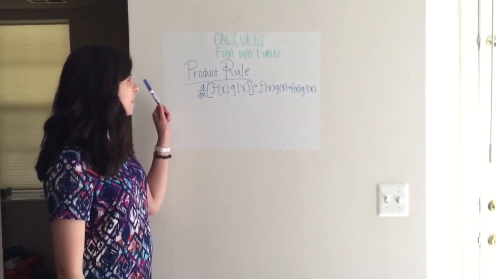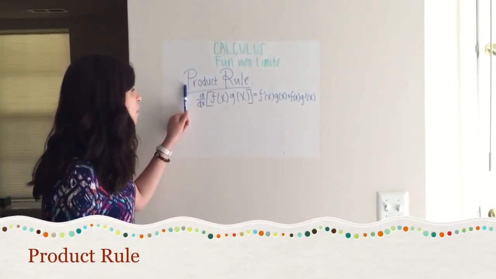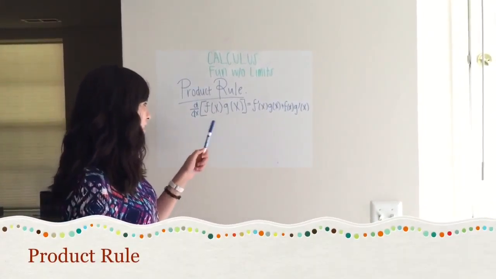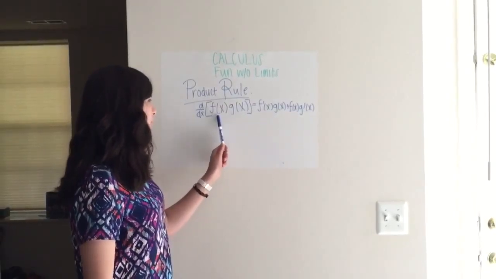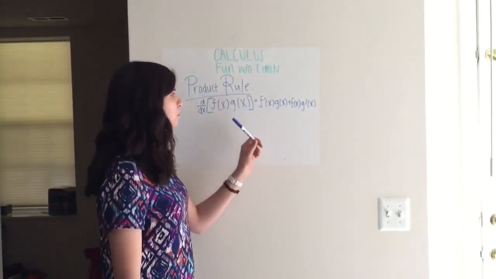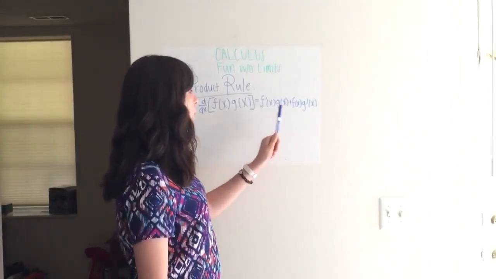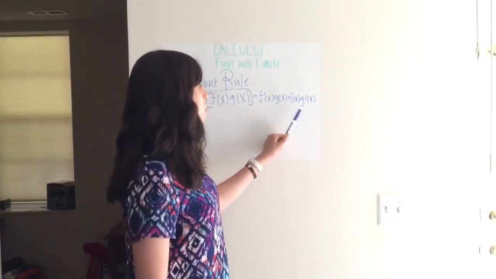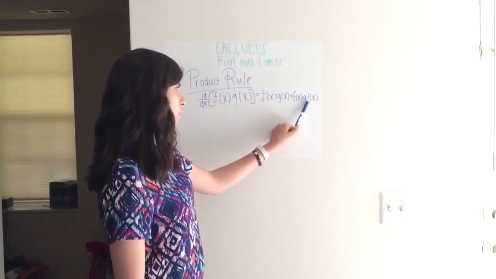Today we're going to be talking about the product rule. The product rule is defined as d/dx of f of x times g of x equals f prime of x, hold the g of x, and then add f of x and take the prime of g of x.